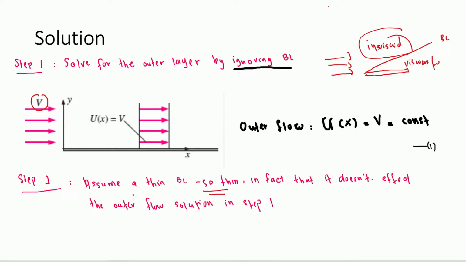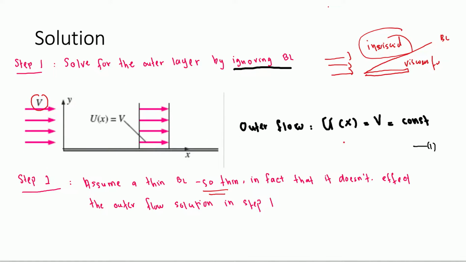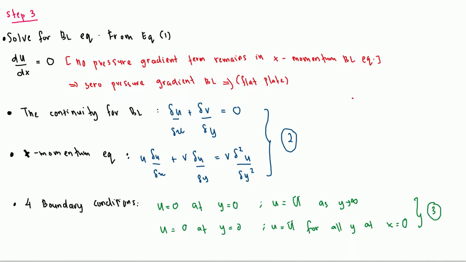For the second step, assume that the boundary layer is so thin that it doesn't affect the outer flow solution in step 1. Next step, solve for the boundary layer equation from equation 1. So this is equation 1. U(x) is equal to constant. When I differentiate this equation, since this is constant, I get dU over dx is equal to 0. So it means no pressure gradient terms remain in the x momentum boundary layer equation. So for a flat plate, we can say that it is a zero pressure gradient boundary layer.